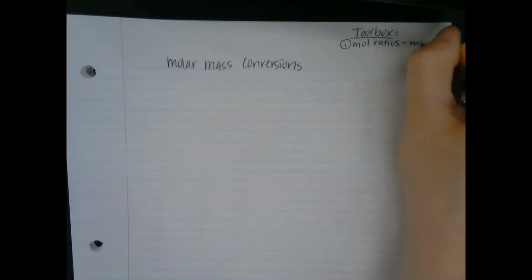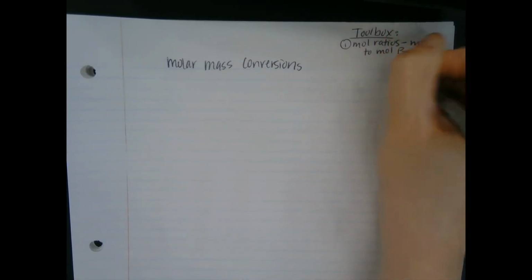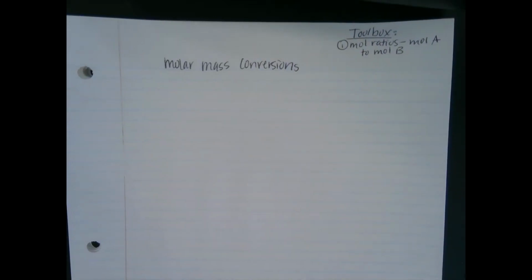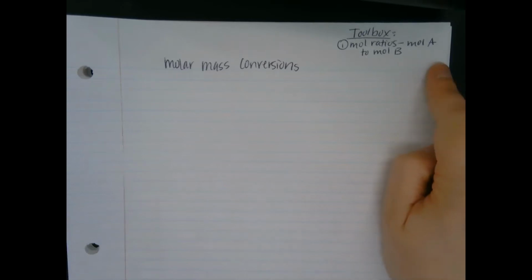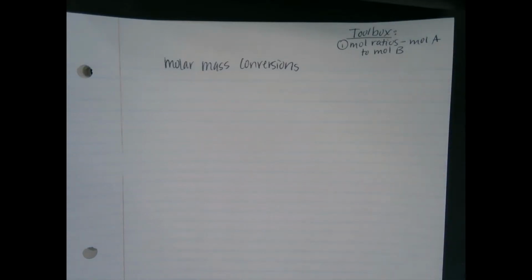And this gets us from moles of one chemical to moles of another, and I'm representing that with moles of A to moles of B. Okay, so meaning moles of one chemical to moles of another, and we do that using the coefficients of the balanced reaction. Okay, that's really important because that actually gets us between chemicals within a reaction.